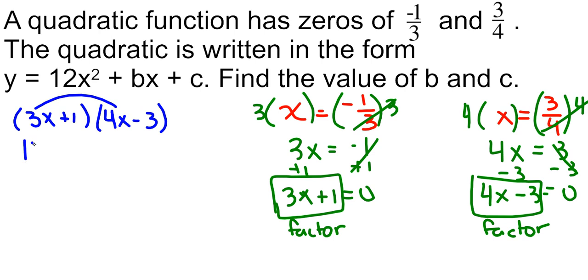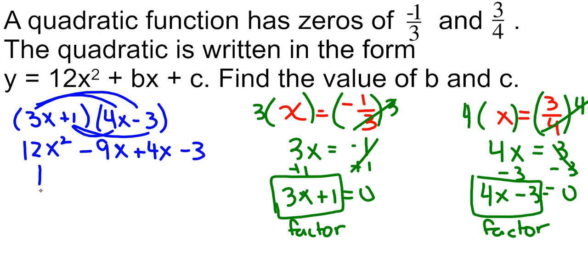So 3x times 4x is 12x squared. 3x times -3 is -9x. 1 times 4x is 4x, and 1 times -3 is -3. So combining my like terms in the middle, -9x plus 4x is -5x minus 3.